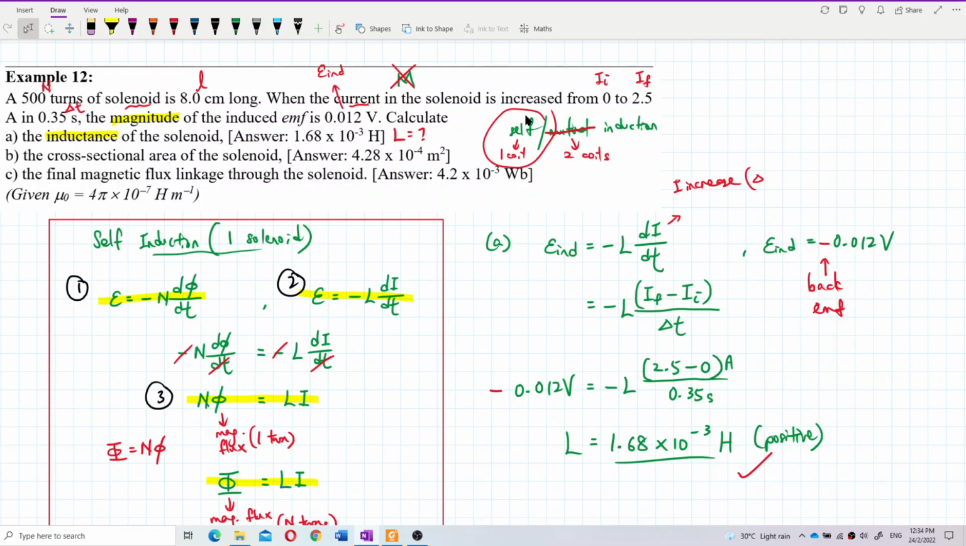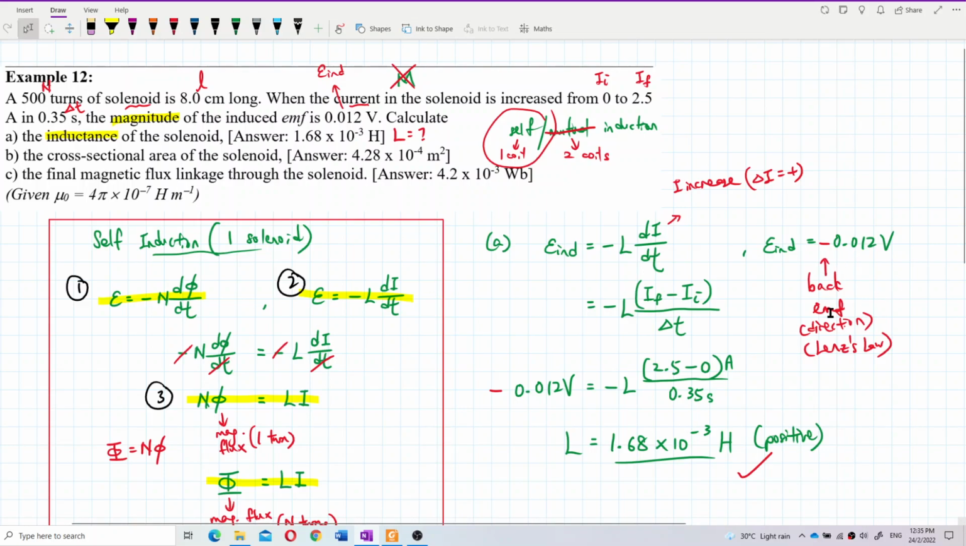So the delta I is a positive value. Current is increasing, so to oppose the change, it produces an opposite direction voltage to decrease back the current. So the negative is just the direction. The negative sign is just about direction. It's all because of Lenz's law.